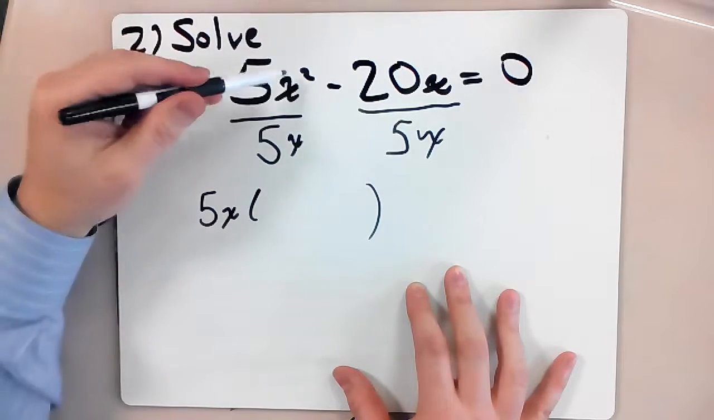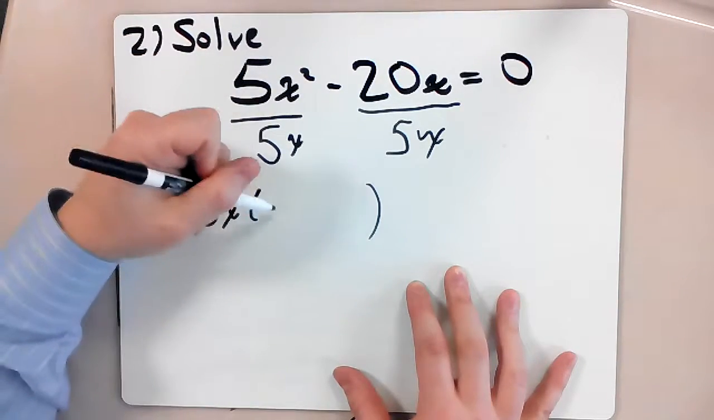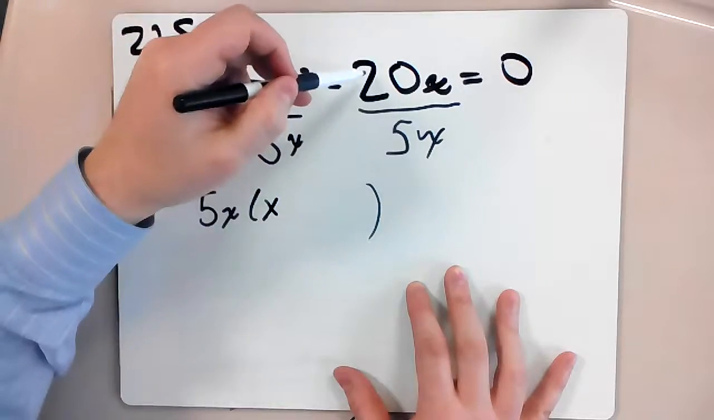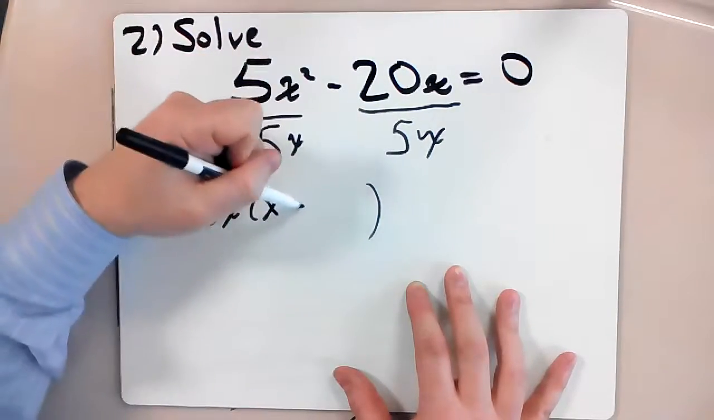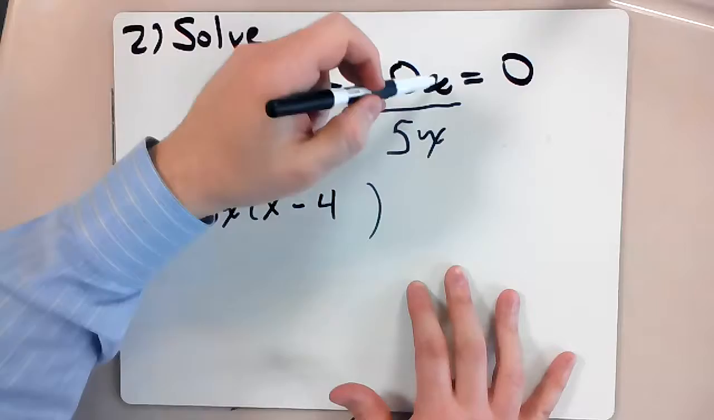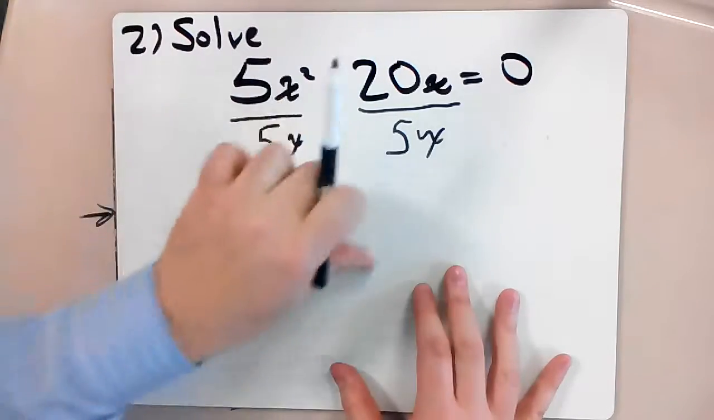5 divided by 5 is 1. x squared divided by x is x. Negative 20 divided by 5 is negative 4. Then x divided by x is 1, so that goes away.